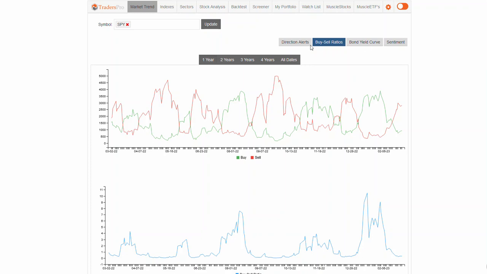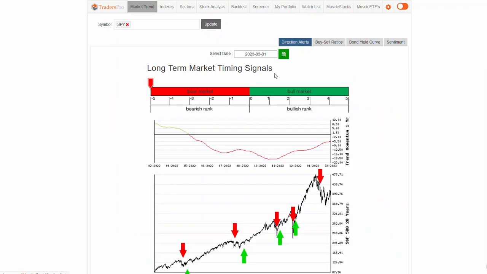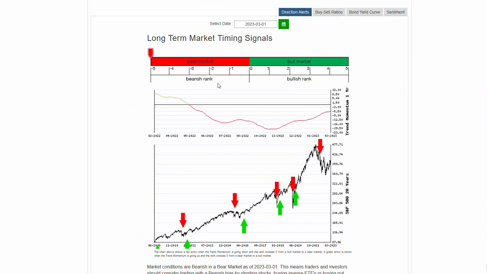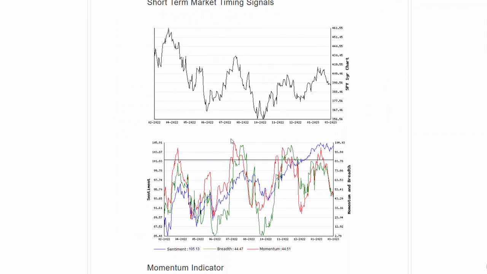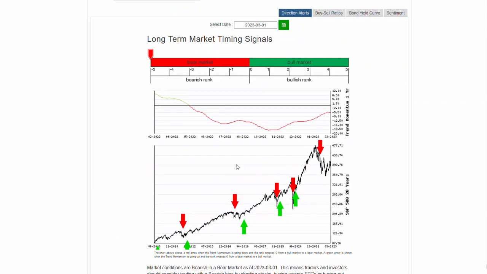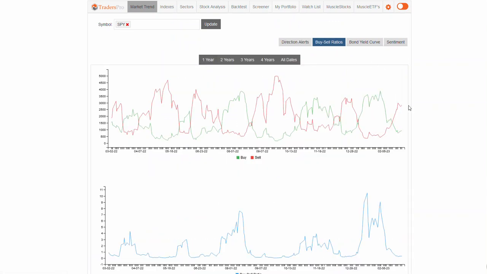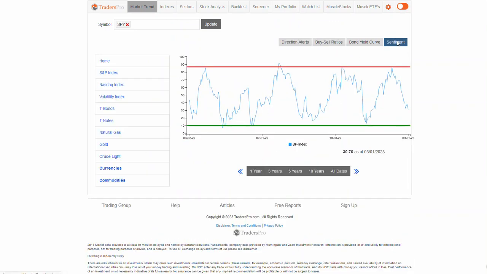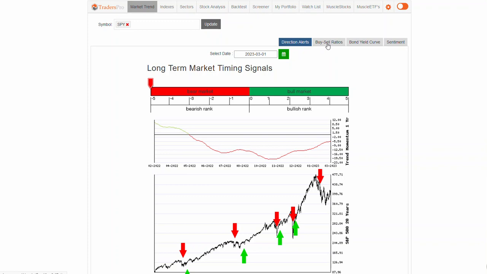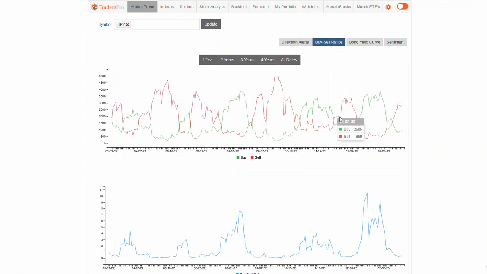So as you're going through your analysis, that's why I like to do these videos, just a quick shot at what is our bias, what should our bias be. We know that we're in a downtrend bear market. We know that the short-term timing signals are also bearish to flat, and then our buy-sell ratio is bearish as well. We can also look at sentiment and see, are we extreme or not? Are we here or are we here? No, we're not. We're stuck right in the middle, which is going to coincide with this directional alerts analysis as well. Okay, so that's our overall bias.